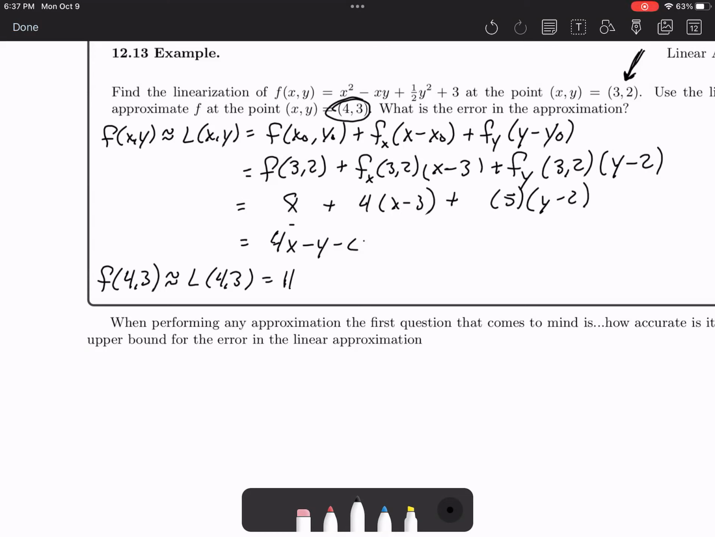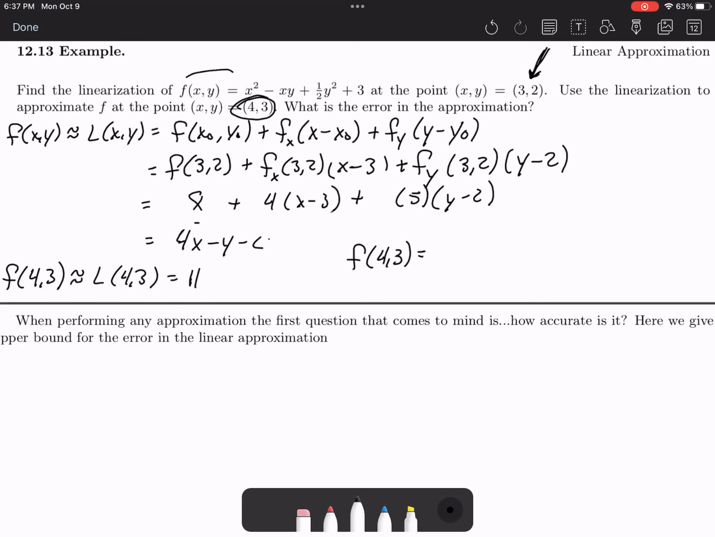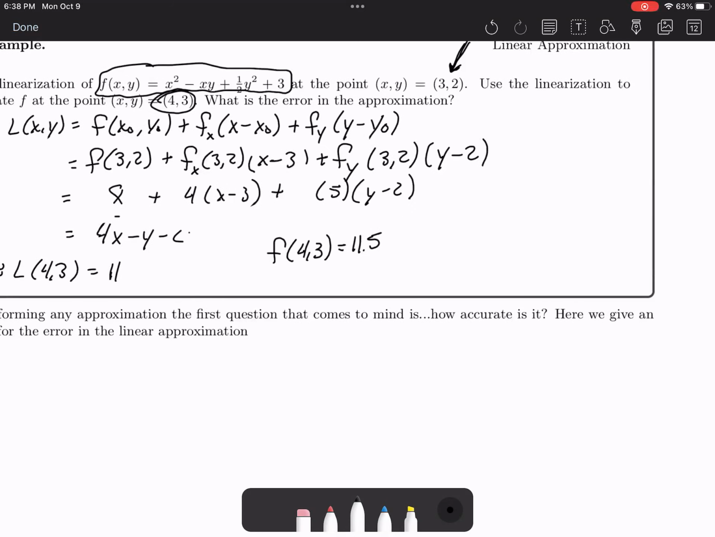All right, let's see what the actual function value is at (4, 3). Right, I mean, I know my function value, so I didn't really have to approximate it. My function value at (4, 3) is 11.5. Therefore, the error, which is the difference between the linearization and my function value, right? How far off is my approximation? 0.5. And that's the difference.